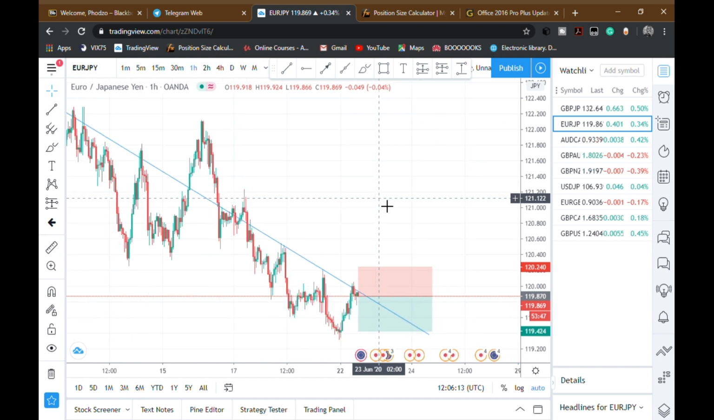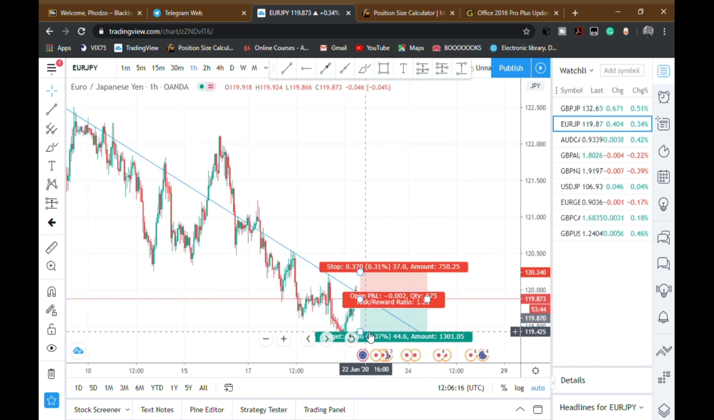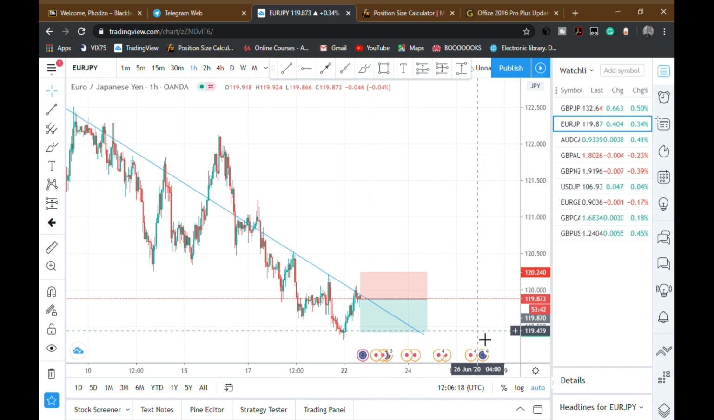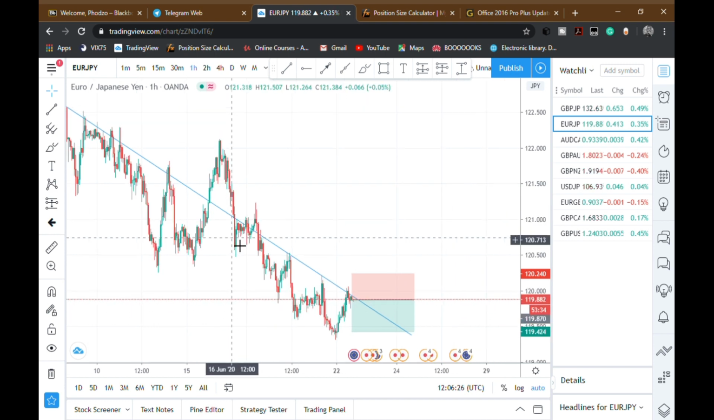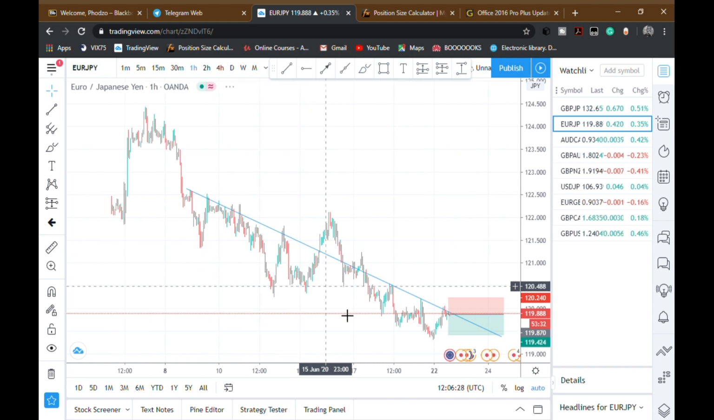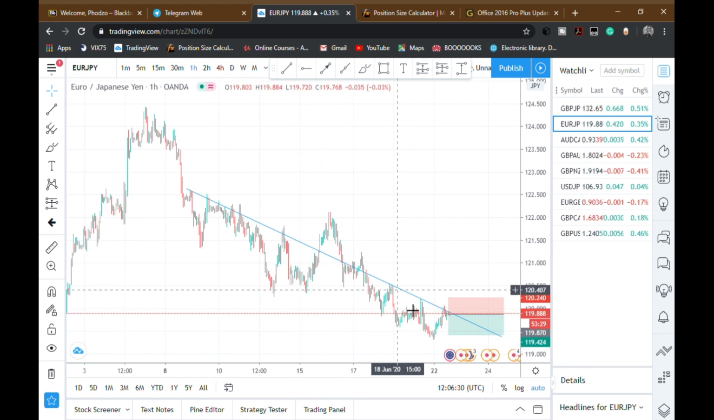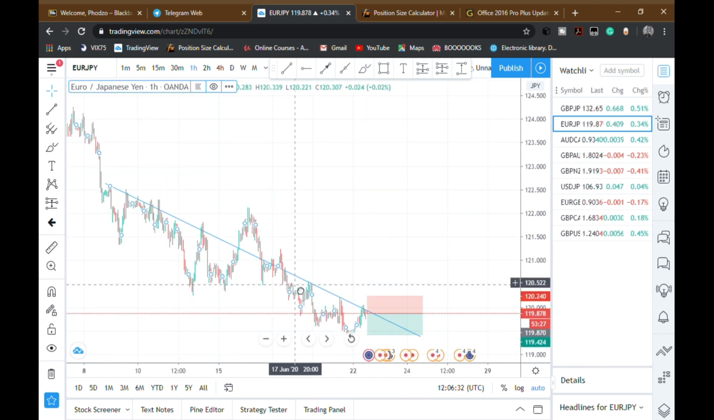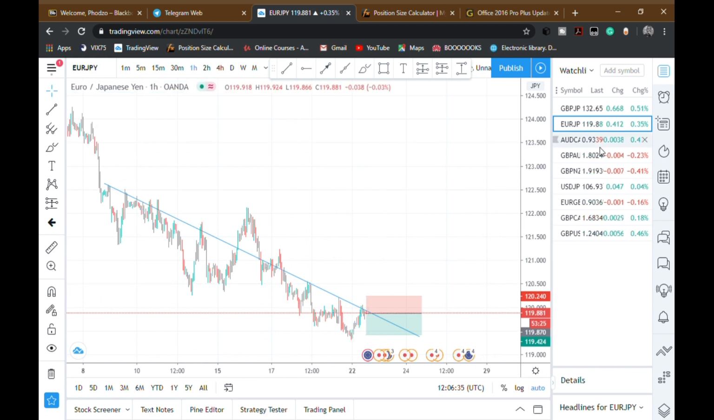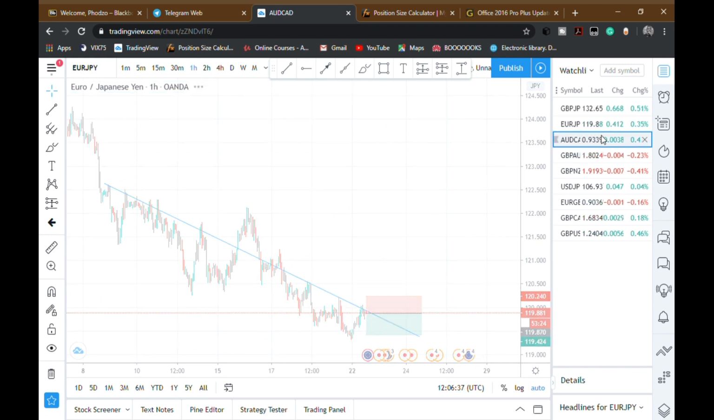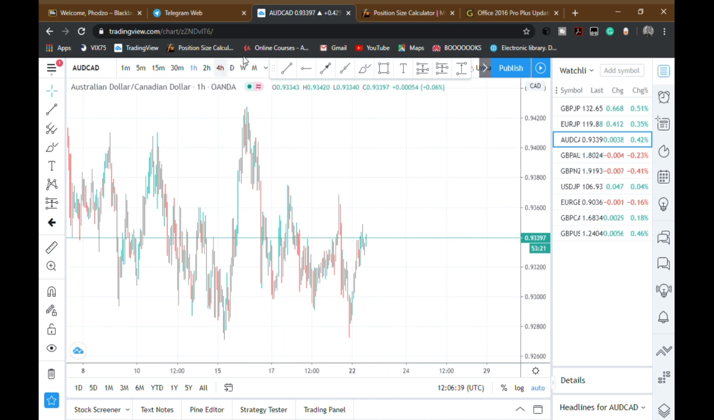And then when it hits my take profit, if it does, I'm just going to take half of the profit and let the rest run and put my stop loss on break even. Yeah, this is actually a good trade. It looks good. So let's continue. AUD CAD.